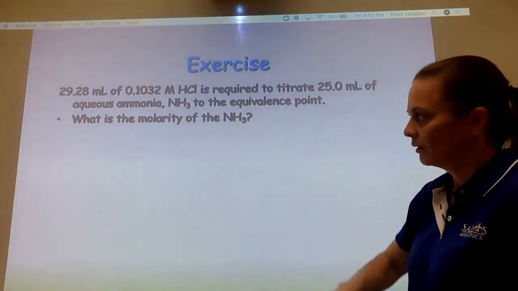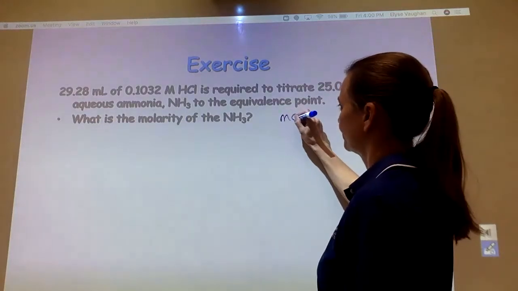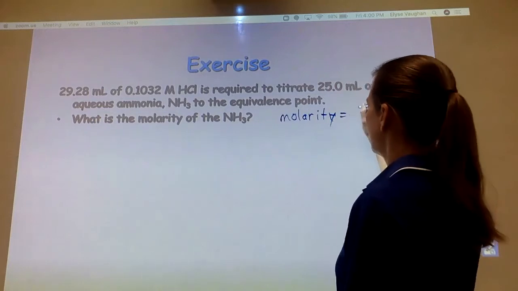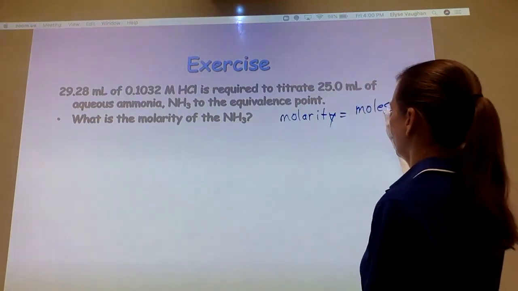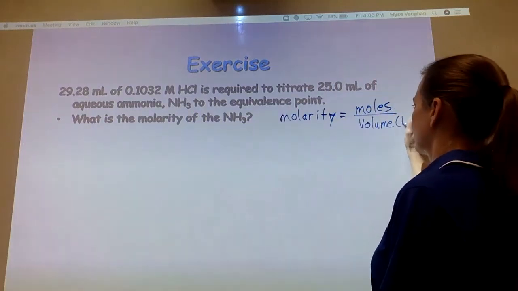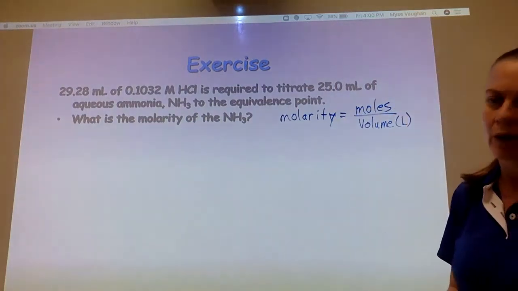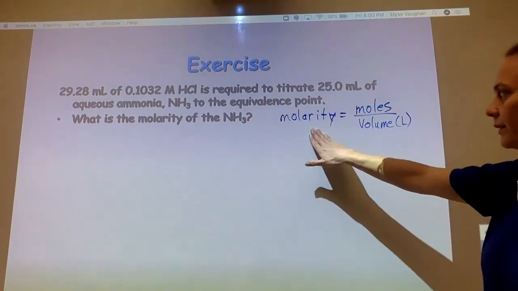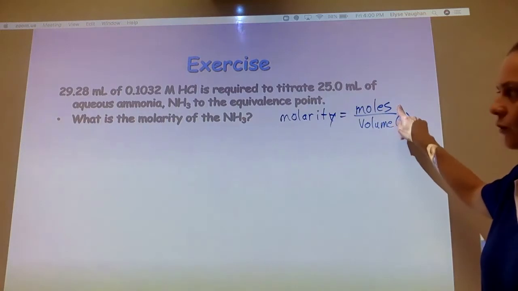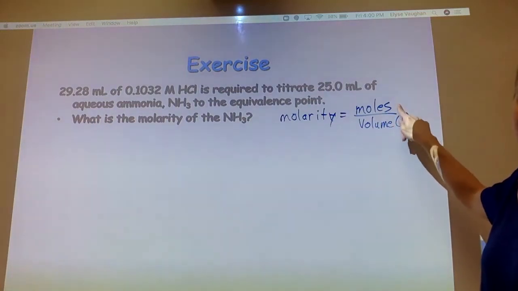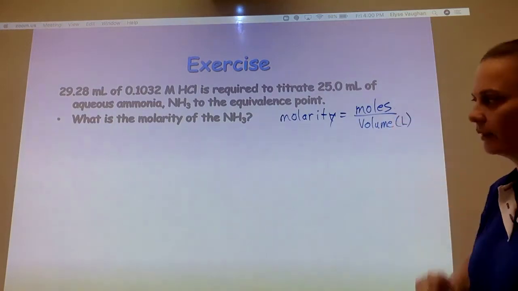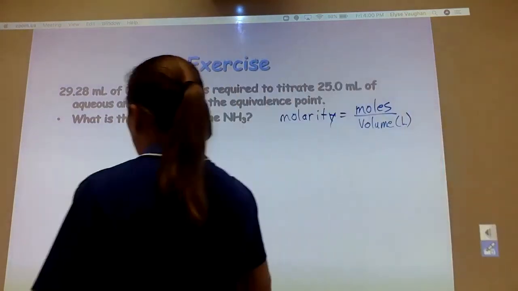Well, we know the molarity equals moles over volume in liters. Okay, so we know the volume, we want the molarity. That means we need to find the number of moles. So what I'm trying to find, I'm identifying my unknown. I need moles of ammonia. Okay, so I'm going to start with what I know.